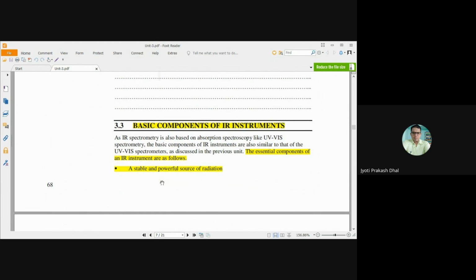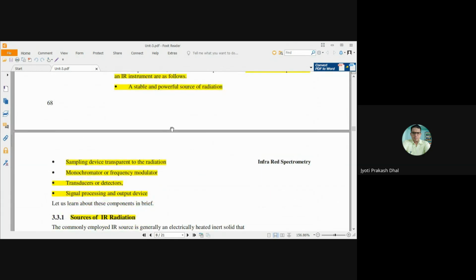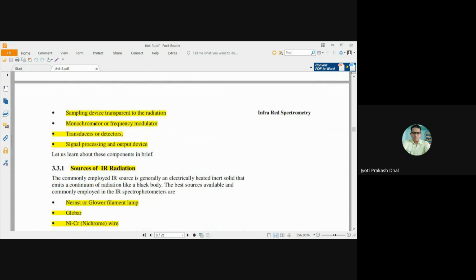Now coming to the basic components of the IR instrument. The essential components of the IR instrument are as follows. The first one is a stable and powerful source of radiation, the second one is a sampling device transparent to the radiation, the third one is a monochromator or frequency modulator, the fourth one is transducers or detectors, and the last one is the signal processing and output device.